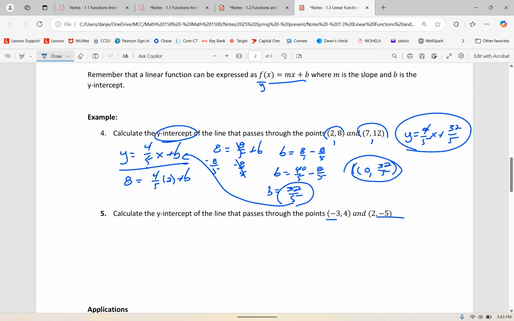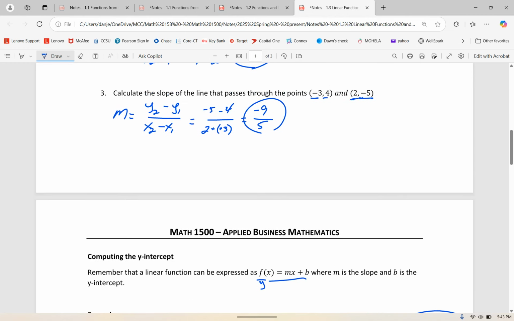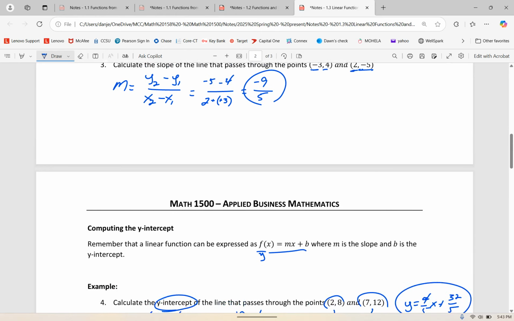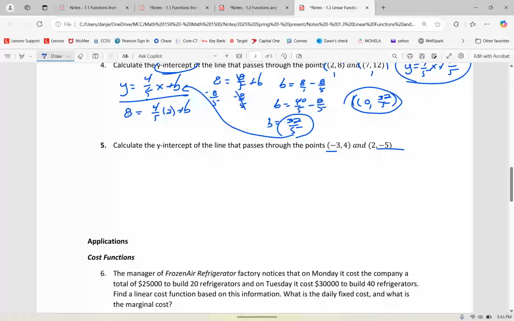For this other line, we have a slope of negative 9/5. So y equals negative 9/5 x plus b. To find my b value, I'm going to pick either one of these 2 points. I'm just going to use the first one, negative 3, 4. Y is 4 when x is negative 3. So 4 is equal to 27/5 plus b.